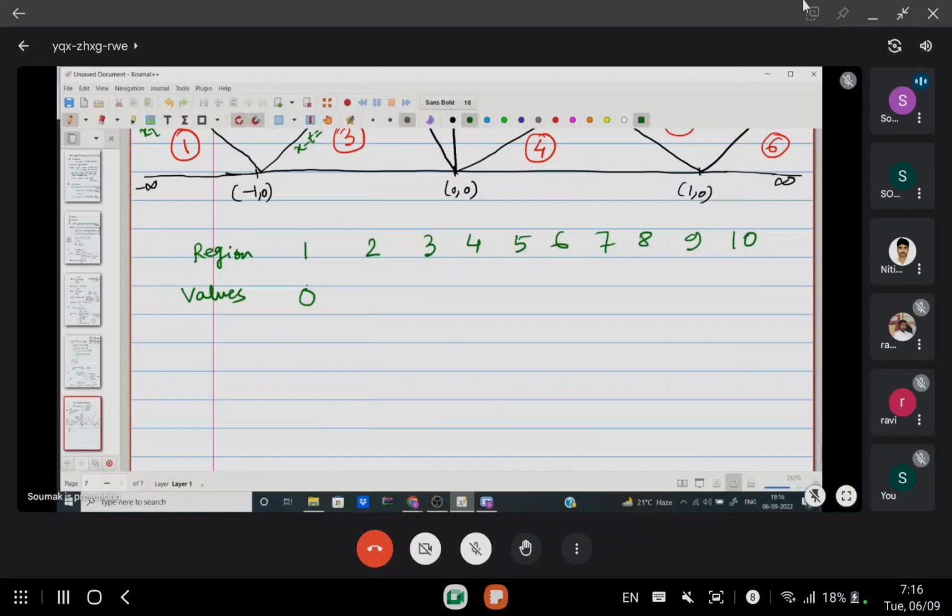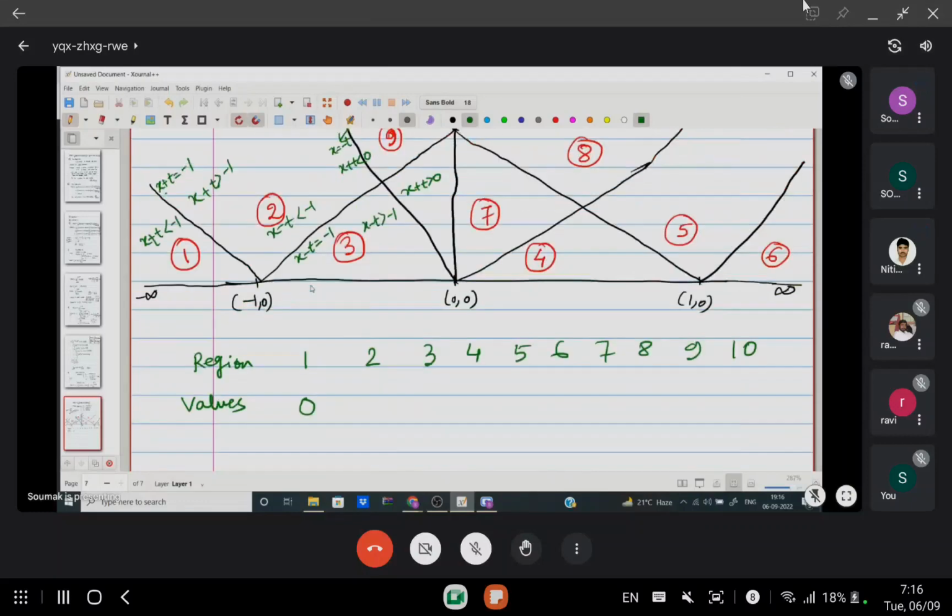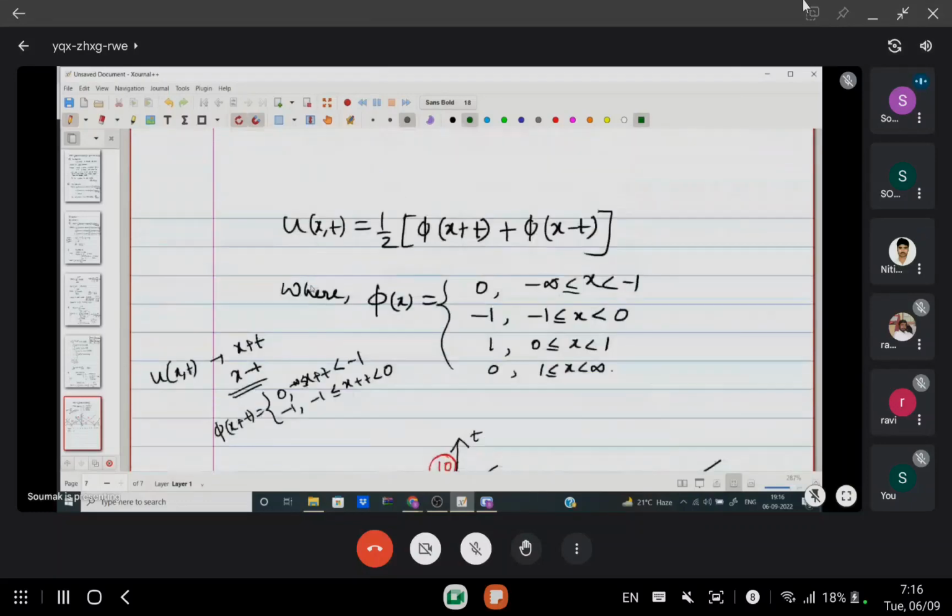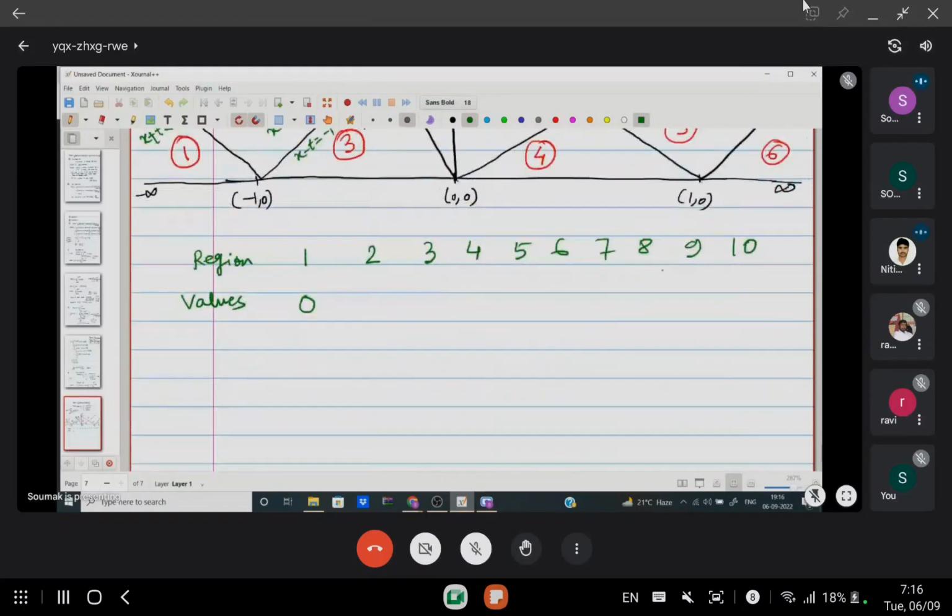I have to take the average of phi of x plus t and phi of x minus t. You just find what is phi of x minus t in this region. It is again 0. So 0 plus 0 by 2 is 0.